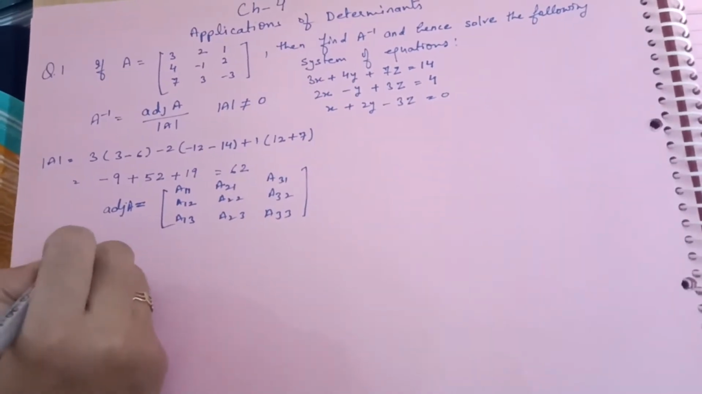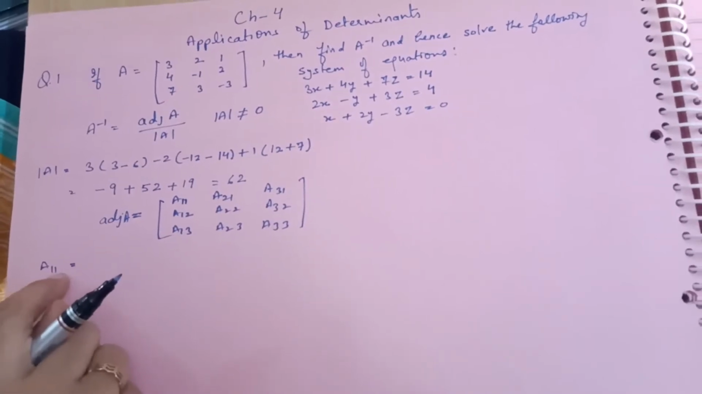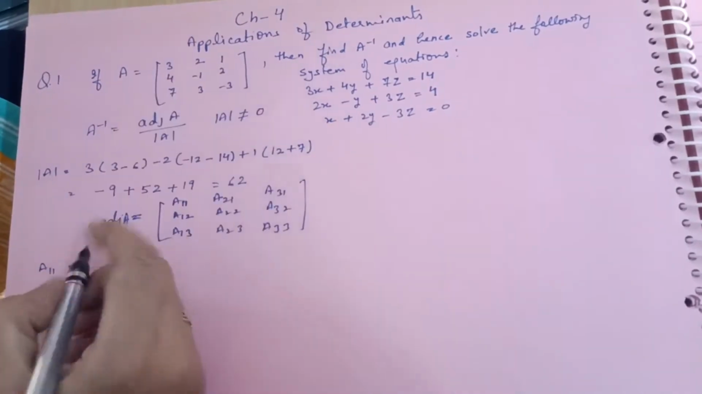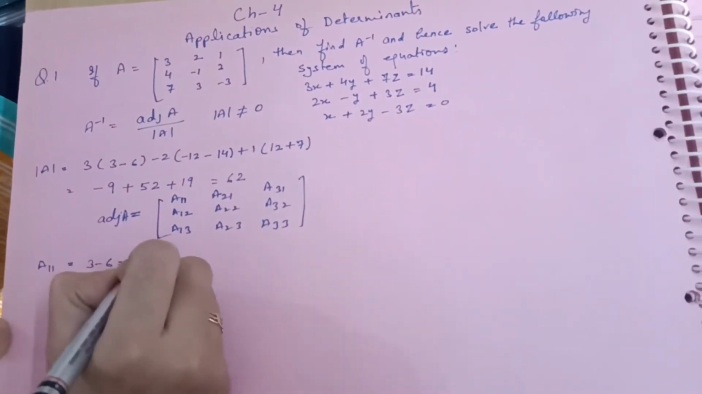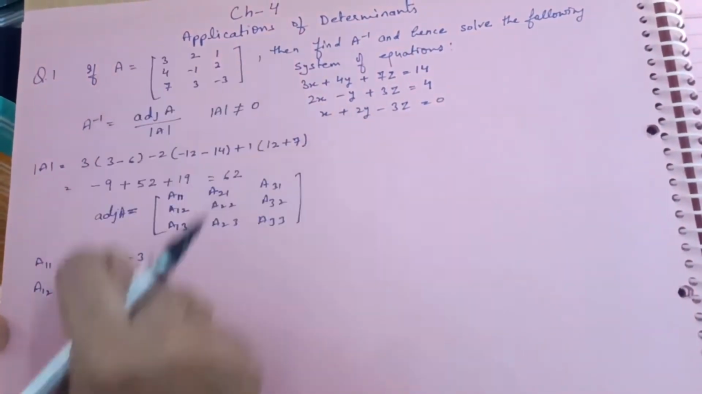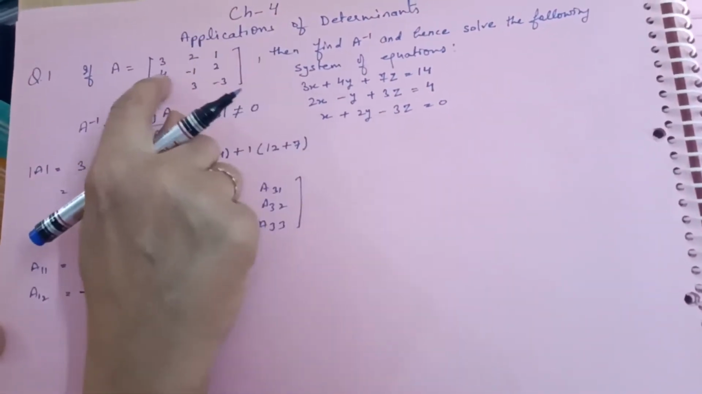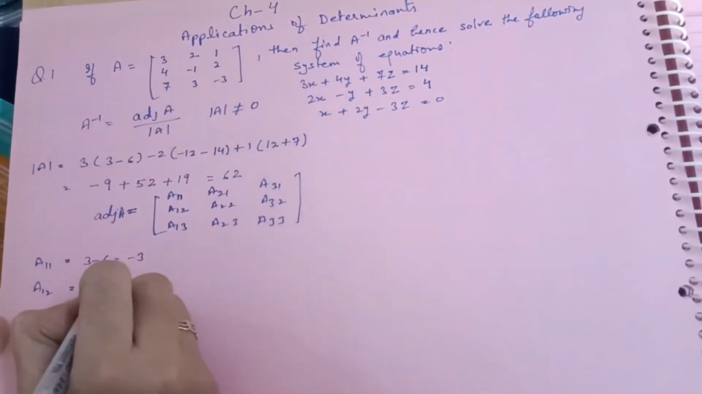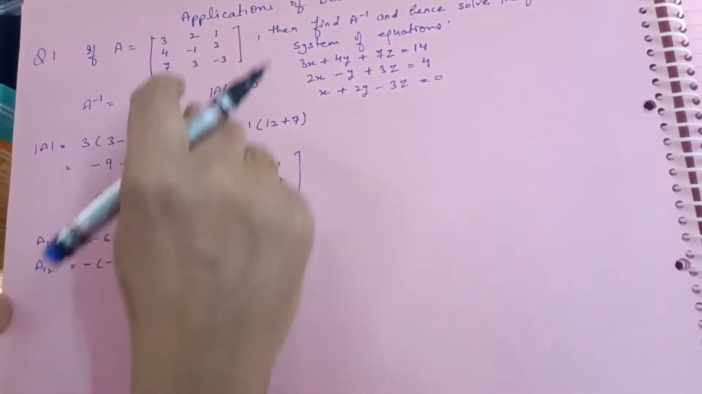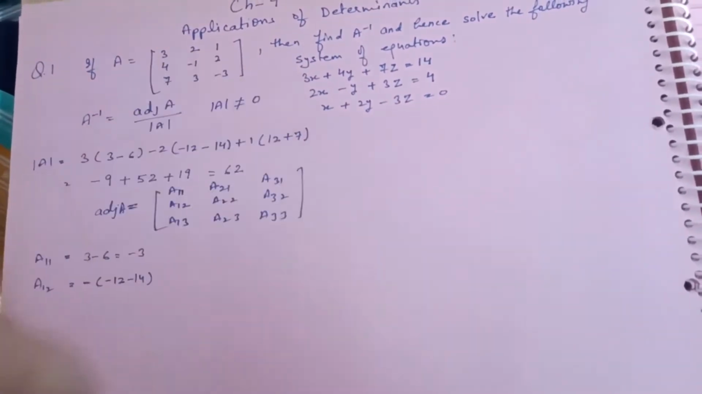So A11: if I eliminate this row and column, which sign comes? Because 1 plus 1 is even, a plus sign will come. So it will be 3 minus 6, equal to minus 3. Then A12 has a negative sign, because the sum of its indices is odd. Eliminate, and it will be minus 12 and minus 14, so it is minus 14. So A12 is minus 12 minus 14, correct?